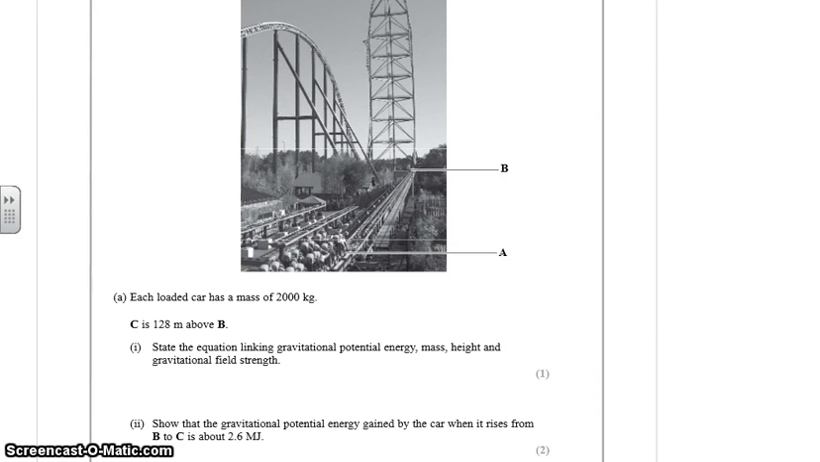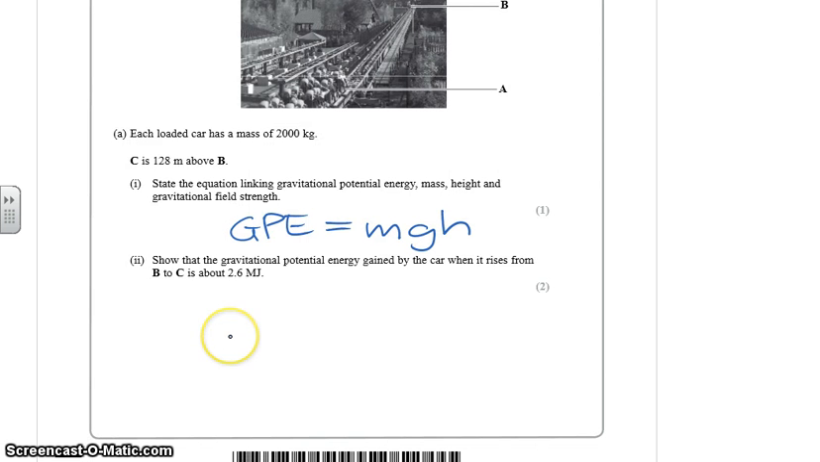Question 11. The equation that links gravitational potential energy, mass and height together is Gp equals mgh. Part 2, you need to substitute in this equation. Actually, it's a bit of a cheat, isn't it? Because the real equation is that the change in the gravitational potential energy is equal to mg delta h. If we're working out the potential energy gained, then that's where the delta comes in. That's the increase in potential energy.